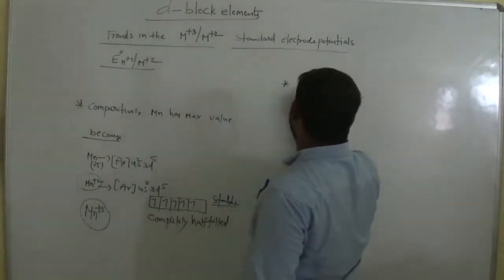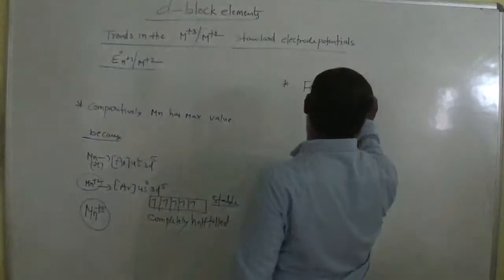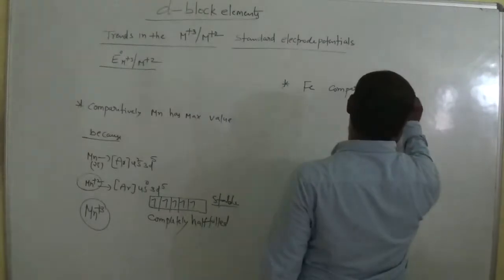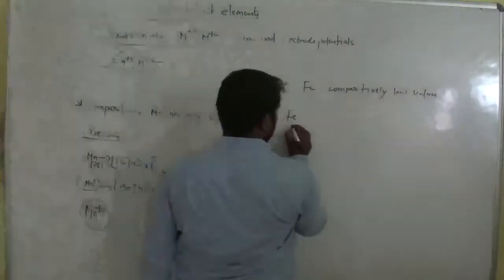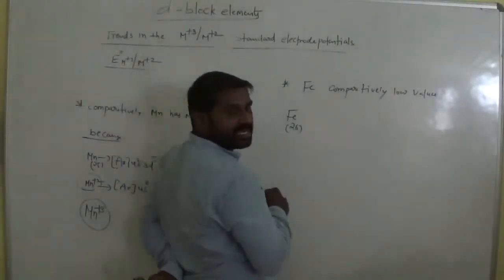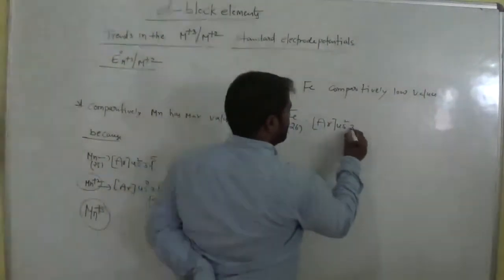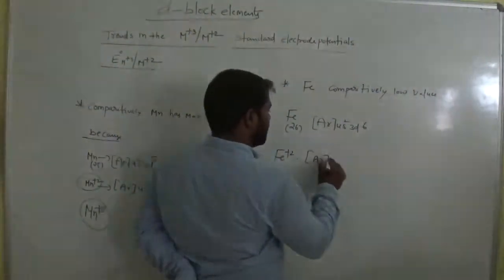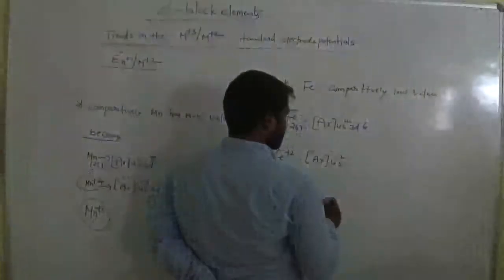And next for iron, comparatively low values. Atomic number for iron is 26. Clear? So write the electronic configuration: argon 4s2 3d6, am I right? Fe+2 means argon 4s2, okay.